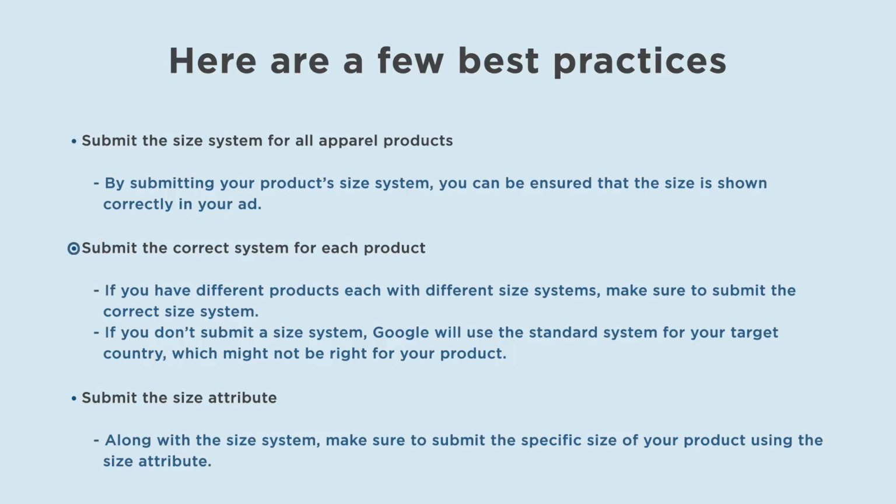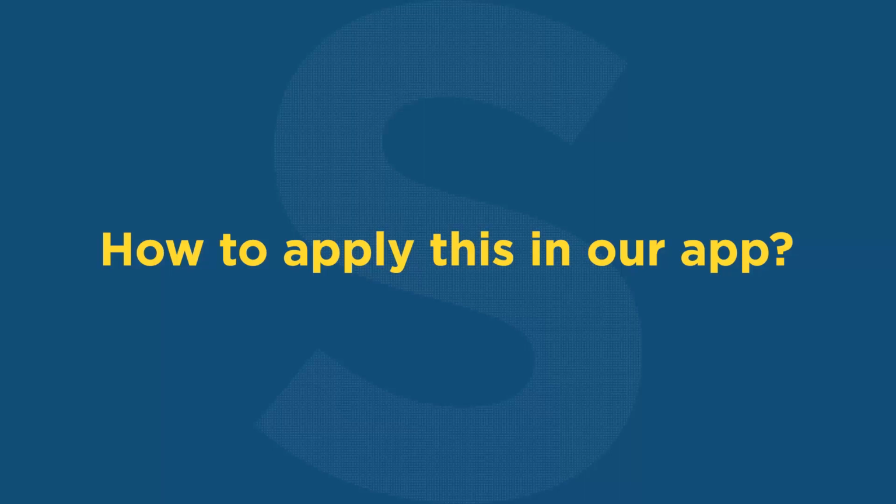Submit the correct system for each product. If you have different products each with different size systems, make sure to submit the correct size system. If you don't submit a size system, Google will use the standard system for your target country, which might not be right for your product. Submit the size attribute. Along with the size system, make sure to submit the specific size of your product using the size attribute. Let us quickly see how to apply this in our app.